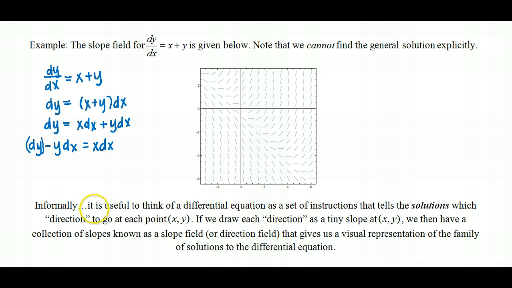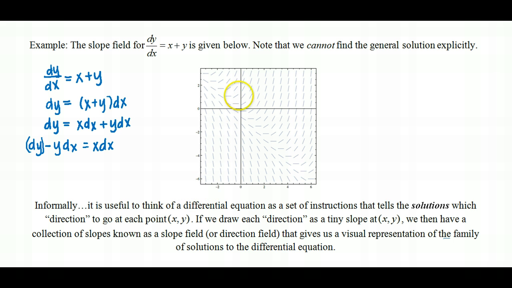So informally, it's going to be useful to think of a differential equation as a set of instructions that tells the solutions which direction to go in at each point x, y. If we draw each direction as a tiny little slope at x, y, then we're going to have a collection of slopes known as a slope field. Sometimes you'll see it called a direction field, that gives us a visual representation of the family of solutions to the differential equation. So that's going to be a really useful way to think about a slope field.